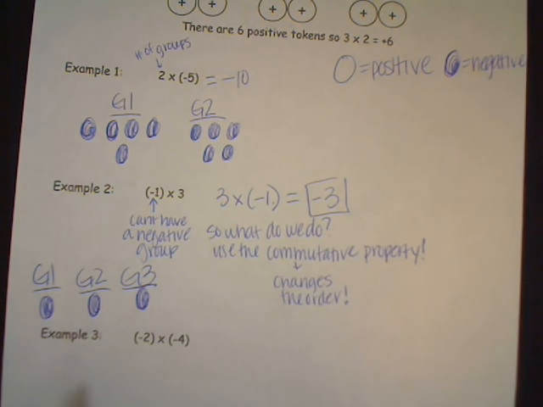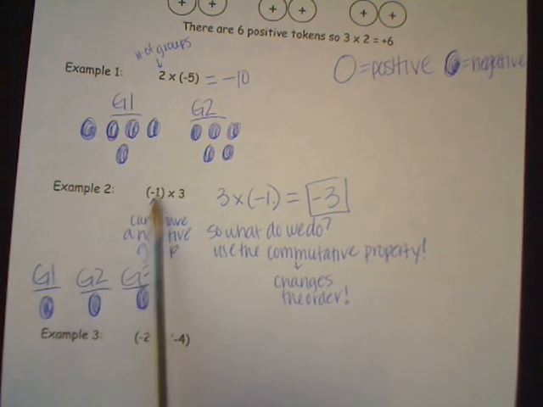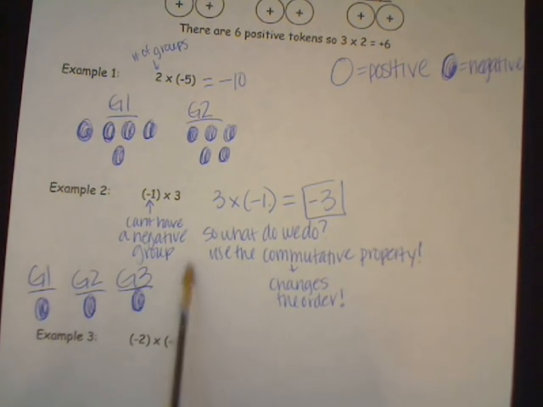Negative 3. Well, let's check with our rules. We learned a positive times a negative is always going to be a negative because they have different signs. And 3 times 1 is 3. So negative 3. So when you have a negative number first, you can't have a negative group, guys.